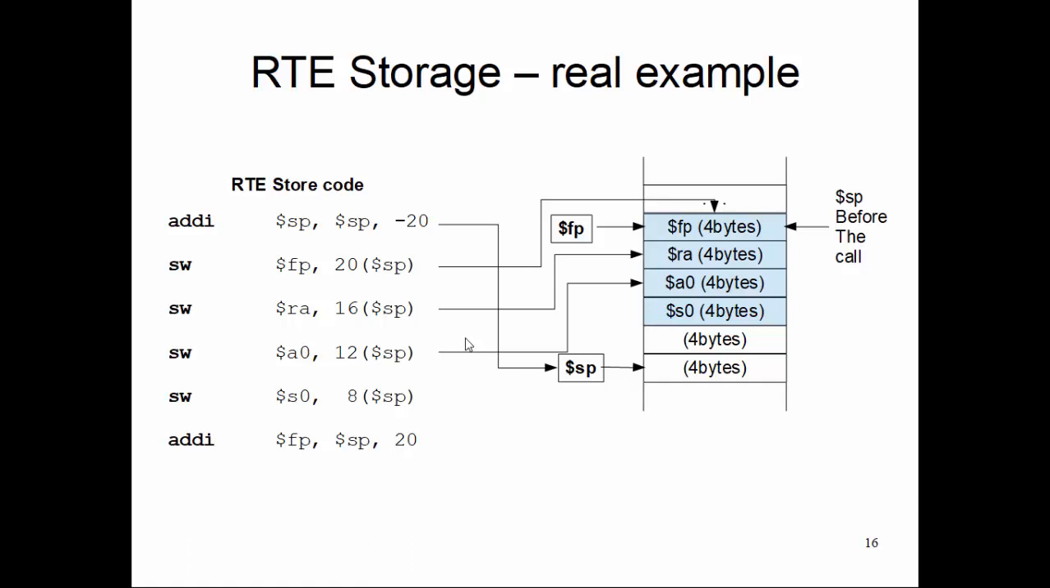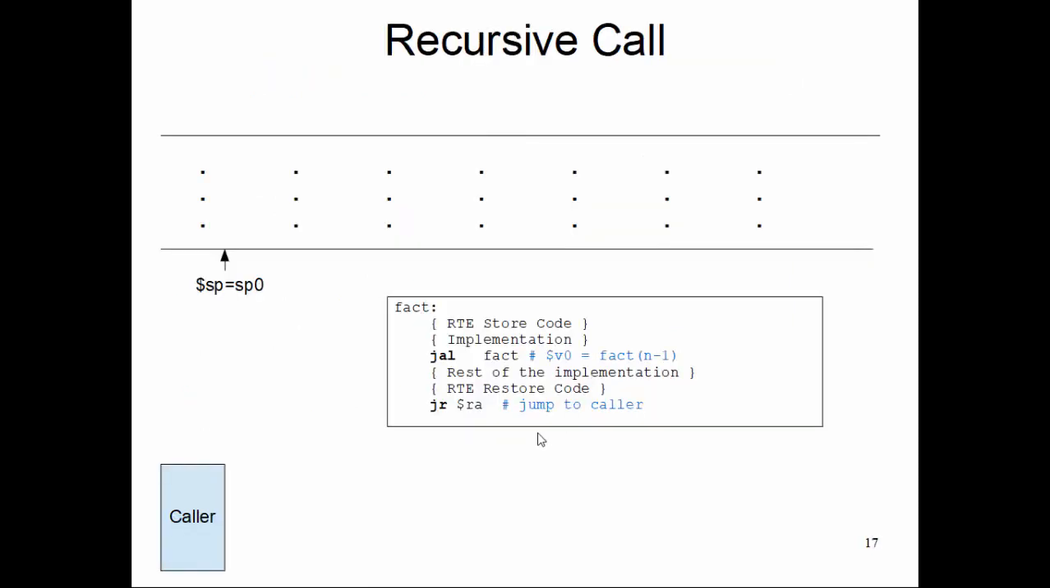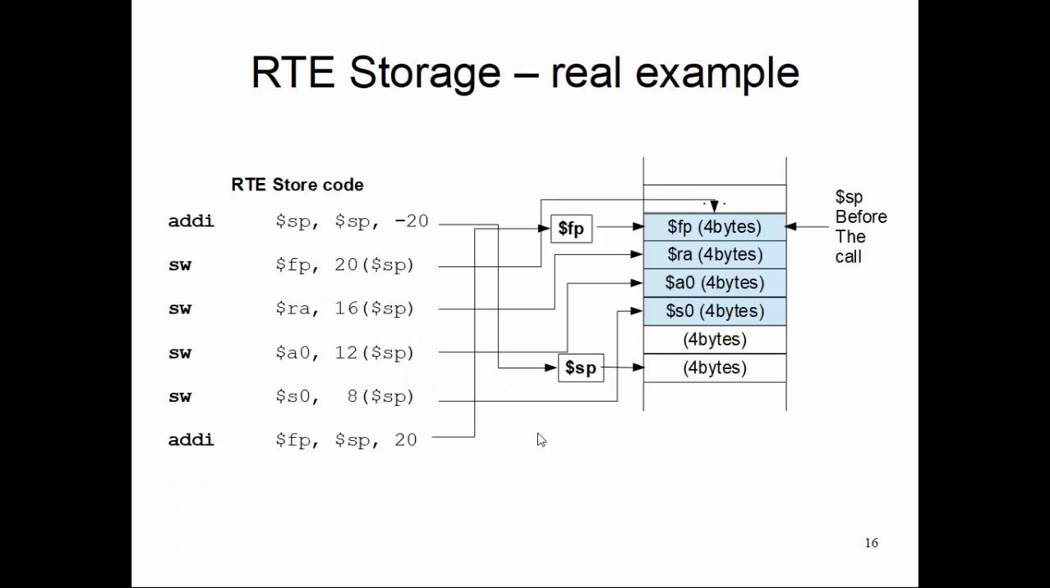All right. Now one thing I'll probably show you in MARS: if you have this RTE store code, then you can write the return code very easily. You just copy the part from the first store word to the addi, change all the SW to LW, and change the stack pointer, FP to SP. That's it. I'll show you. But anyway, let's take this example now.